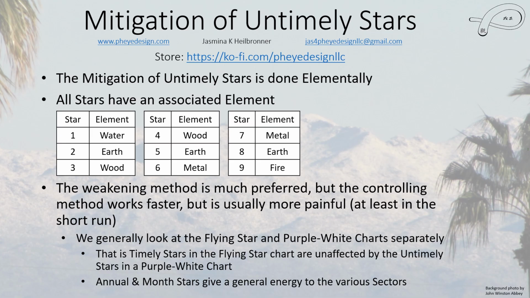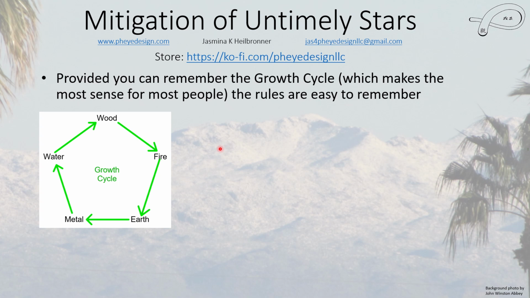But it's not like they destroy stars or do anything strange like in BaZi, where we have transformations and all that stuff. None of that happens here. It's just how all the energies work together. So most people can remember the growth cycle. Now we don't use the growth cycle in mitigation, but once you know the growth cycle, and it is pretty straightforward, you can recreate all the other cycles and it can make it easy for you to remember.